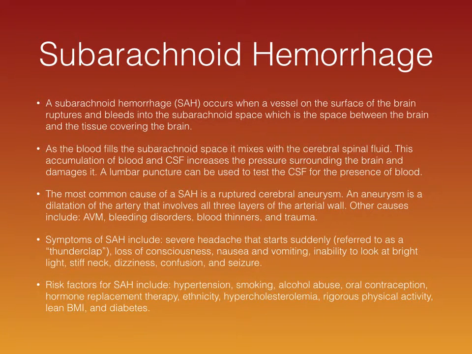A subarachnoid hemorrhage occurs when a vessel on the surface of the brain ruptures and bleeds into the subarachnoid space, which is the space between the brain and the tissue covering the brain. As the blood fills the subarachnoid space, it mixes with the cerebral spinal fluid. This accumulation of blood and CSF increases the pressure surrounding the brain and damages it. So a test that can be done to see whether it's a subarachnoid hemorrhage or an intracerebral hemorrhage is a lumbar puncture, which can be used to test the CSF for the presence of blood.